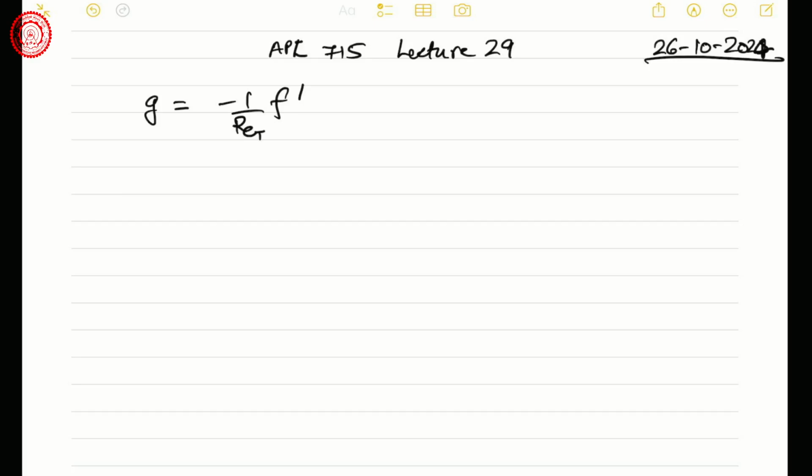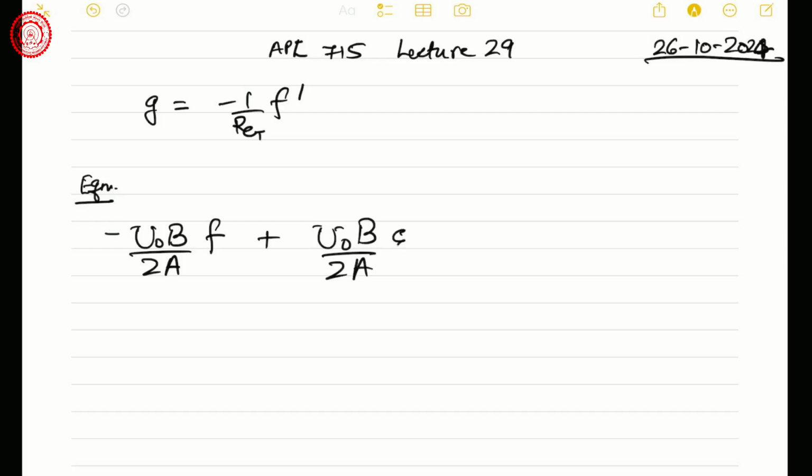Now our equation was minus u0 b upon 2a times f plus u0 b upon 2a zeta f prime is equal to g prime. This was our equation, if you recall.